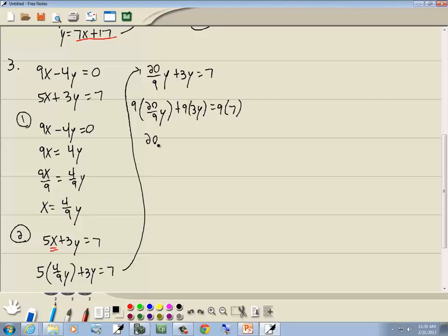Those 9's cancel and gives us 20y, plus 9 times 3 is 27y, and 9 times 7 is 63. Combine together like terms now, and it's real easy then. So we got 47y is equal to 63. Sometimes you'll find it beneficial when you're solving linear equations to get rid of the fractions before you combine together like terms. Now our last step is to divide both sides by the number in front of your y. So we're going to divide both sides by 47, and we get y is equal to 63 over 47.